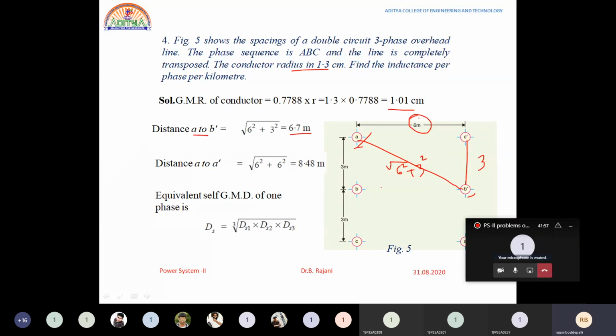Now, what is the distance from A to A dash? The total distance from C to A dash is 3 plus 3, which is 6. We need to find the distance from A to A dash. This is also 6 meters. So 6 square plus 6 square, how much does it give?